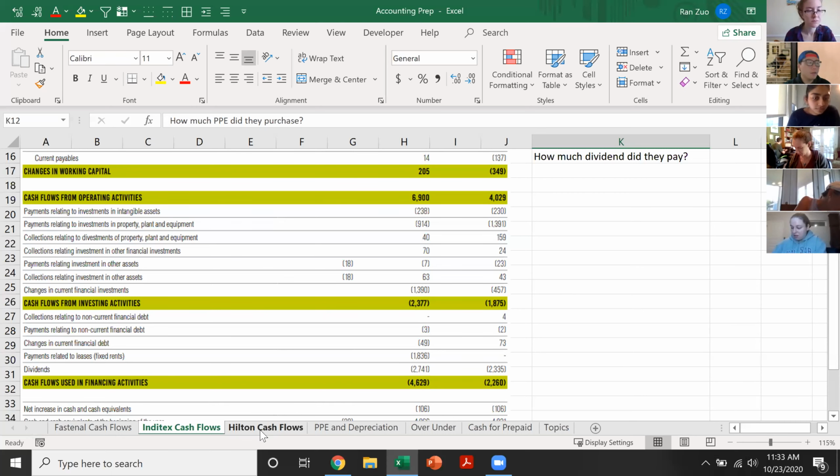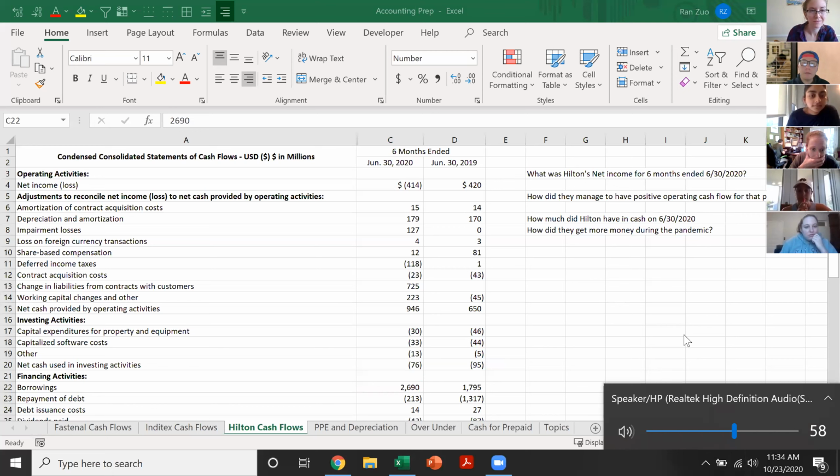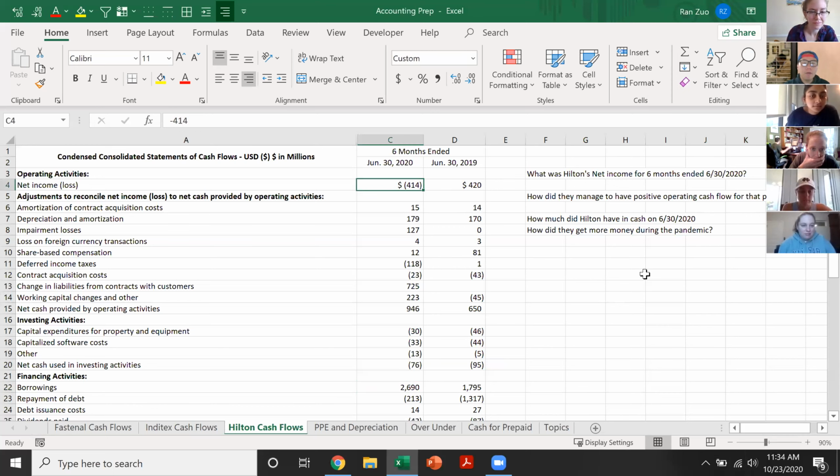Great. Moving on to Hilton. This is a good exercise. This is six months ended June 30th, 2020, so it incorporates all the coronavirus activities. Okay. What was Hilton's net income for the six months ended in 2020? Negative 414. Very good. And what was their cash flow from operations?